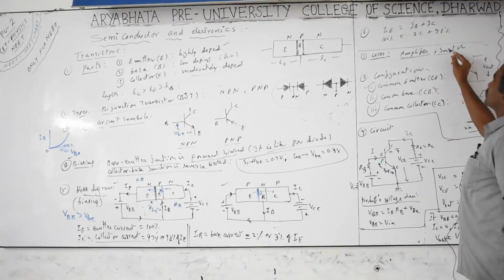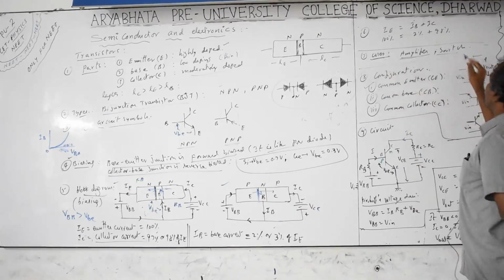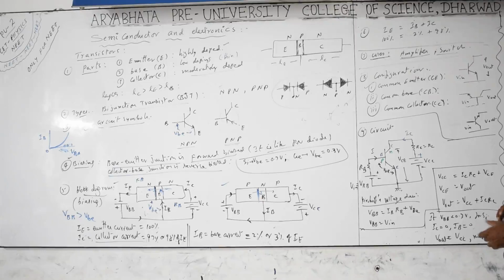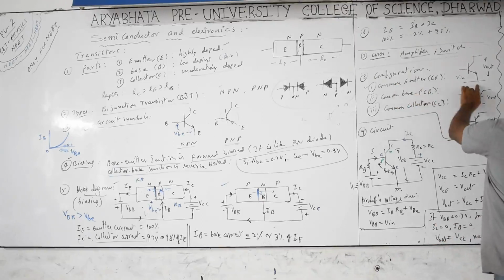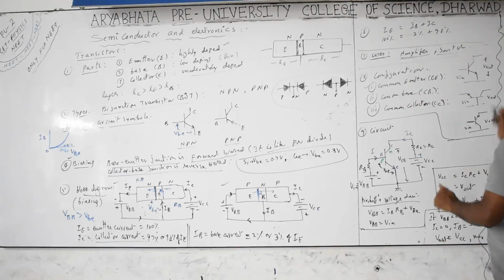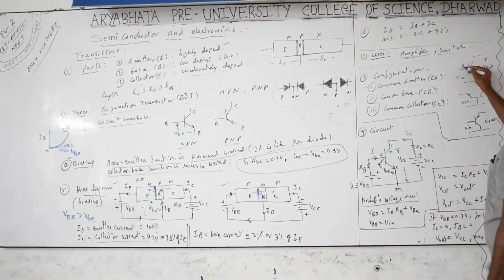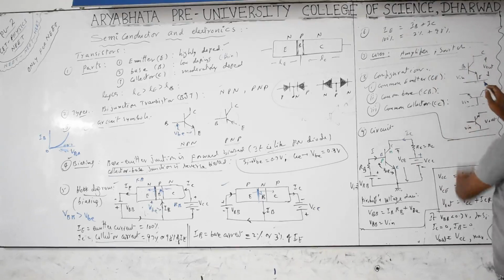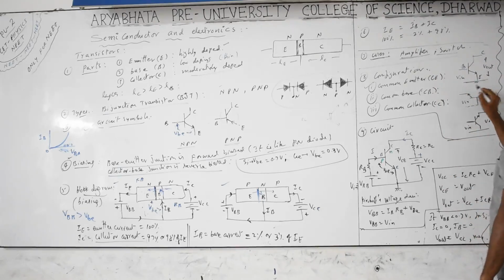Amplifier and switch configurations. There are three types of configurations. One is called the common emitter configuration, another is the common base configuration, and another is the common collector configuration. Don't bother much about this, the names themselves give the meaning. Common emitter: emitter is common for both input and output. So this is the input, emitter, base, collector. Input is given between the base and emitter, and output voltage is taken between the collector and emitter. The emitter is common for input and output.